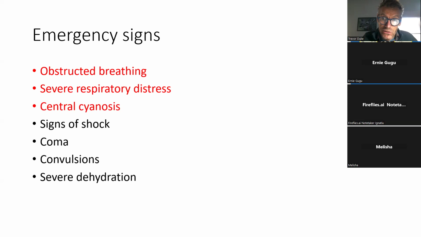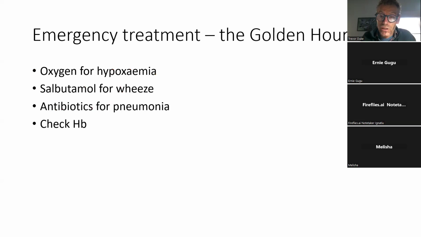And in this case, the emergency treatment was clearly oxygen for his hypoxemia. Salbutamol was given for wheeze, a Ventolin nebulizer for wheeze, antibiotics for pneumonia, and he had an assessment of his hemoglobin because he was so pale. So all those things can be done at least in the first hour.